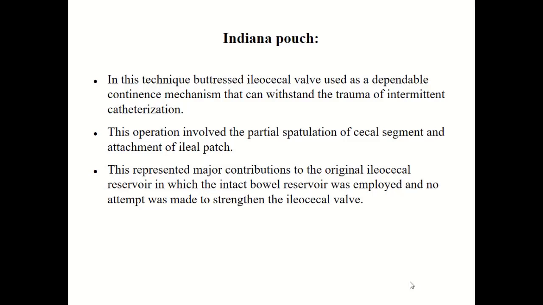Indiana pouch. In this technique, a buttressed ileocecal valve is used as a dependable continence mechanism that can withstand the trauma of intermittent catheterization. This operation involves the partial spatulation of the cecal segment and the attached ileal segment. This represented a major contribution to the original ileocecal reservoir, in which the intact bowel reservoir was employed and no attempt was made to strengthen the ileocecal valve.